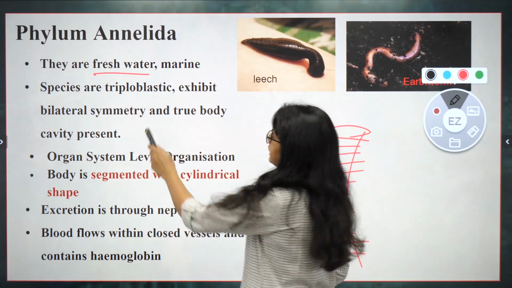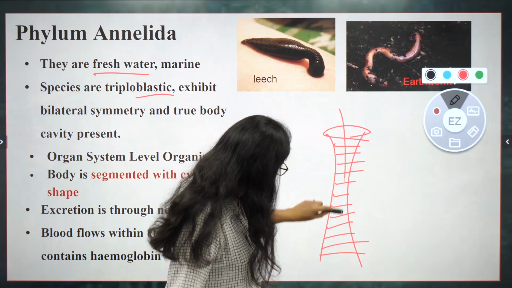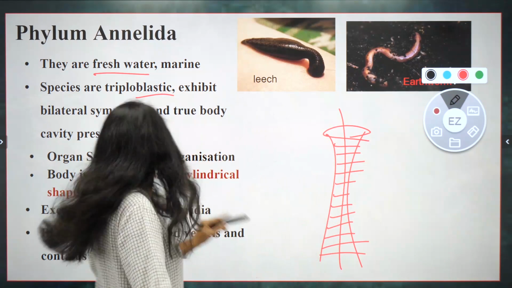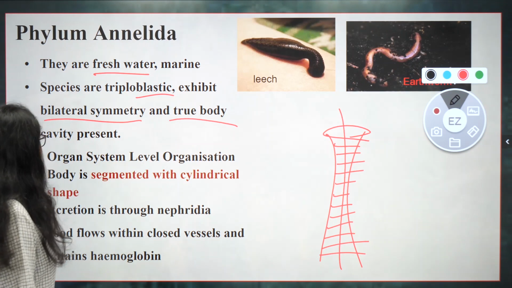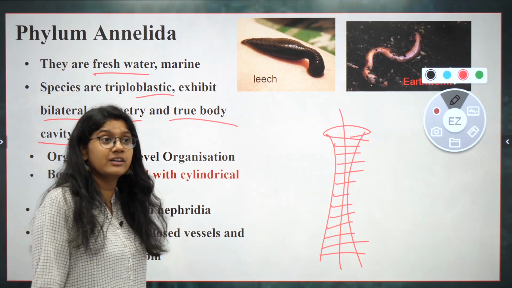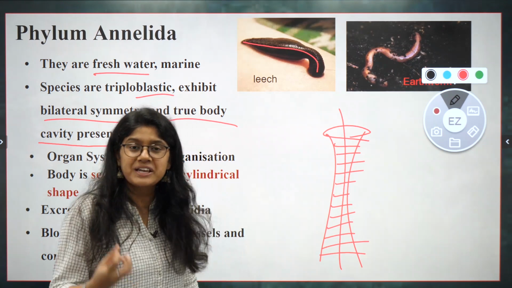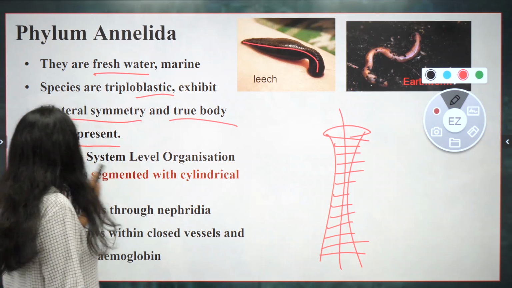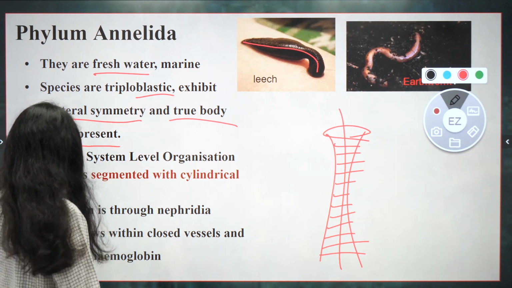They are triploblastic in nature. Of course, we can divide them, so they are bilateral symmetry. Clear? They are bilateral symmetry. True body cavity is present, and from here everyone will be able to see the body design. They have a hollow space, the coelom. So they have a coelom, so they are coelomate.